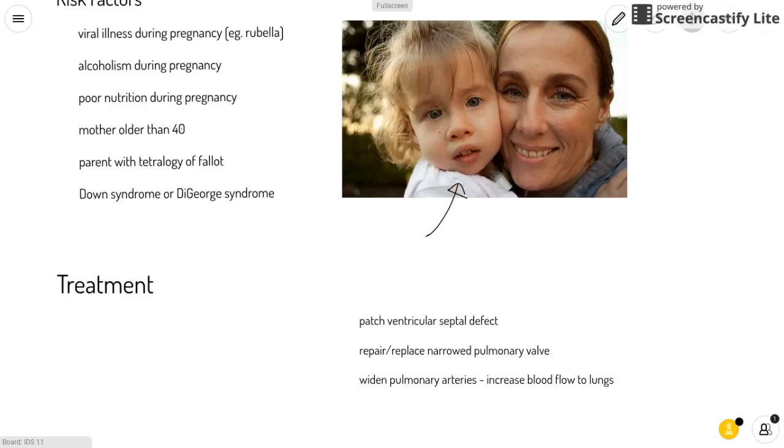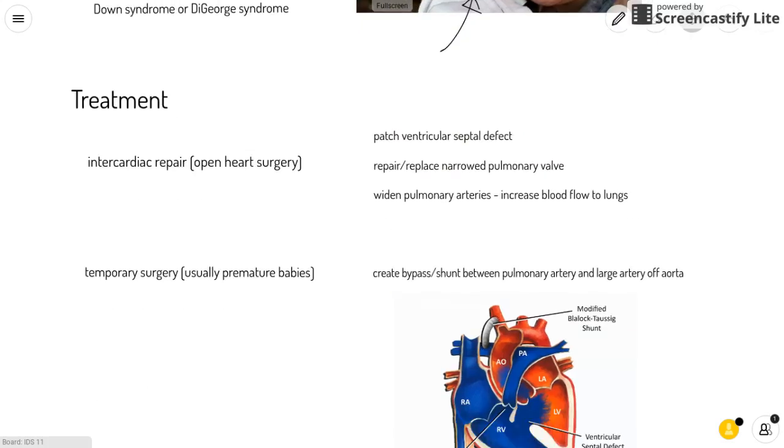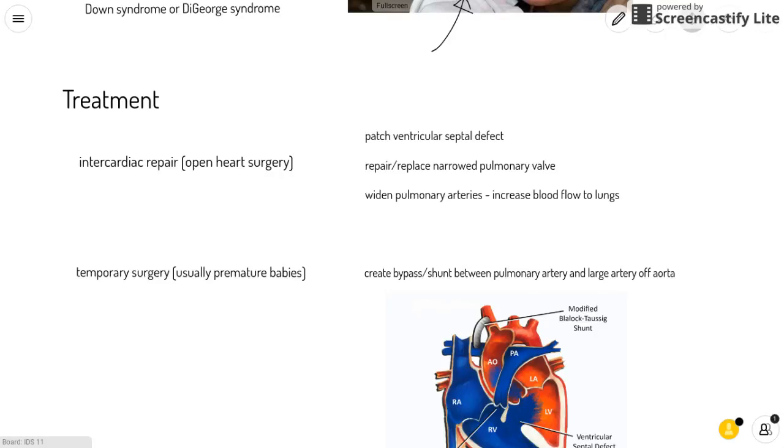Some of the treatment methods of this defect are intracardiac repair, which is open heart surgery, usually done during the first year after birth. You usually place a patch over the ventricular septal defect to close the hole between the ventricles. You'd also repair or replace the narrowed pulmonary valve, and you would widen the pulmonary arteries to increase blood flow to the lungs.